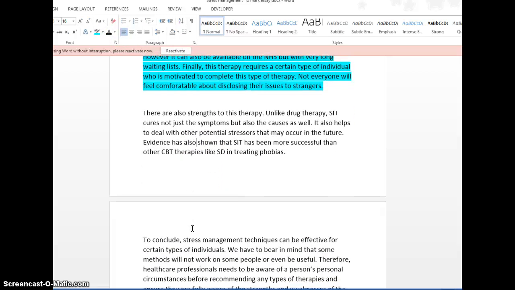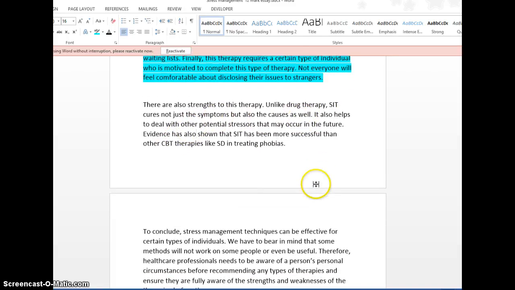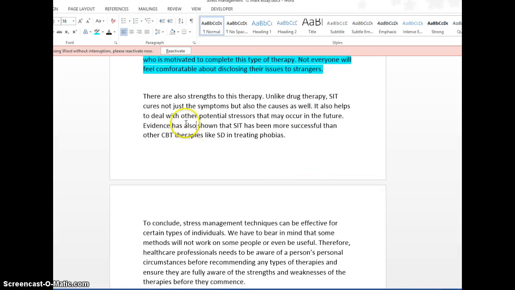However, it cures both the symptoms and the causes as well, and it can help deal with other potential stressors. So basically, you're protecting yourself for other things that can happen in the future. And then the evidence that SIT has been more successful than standard systematic desensitization. So that would be my AO2 as well.